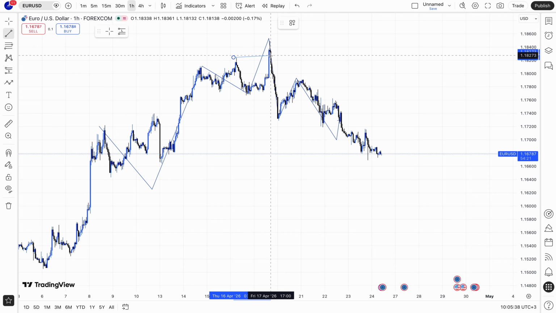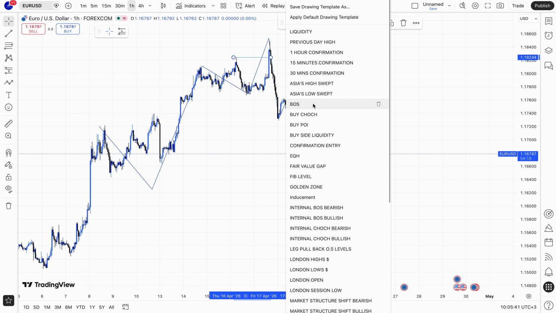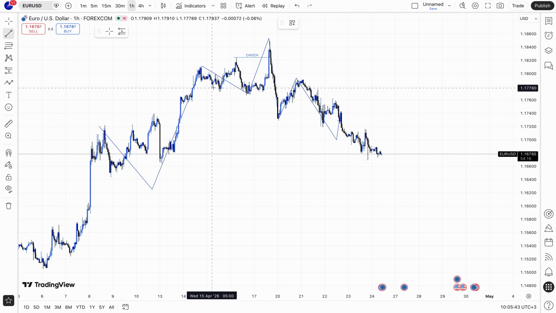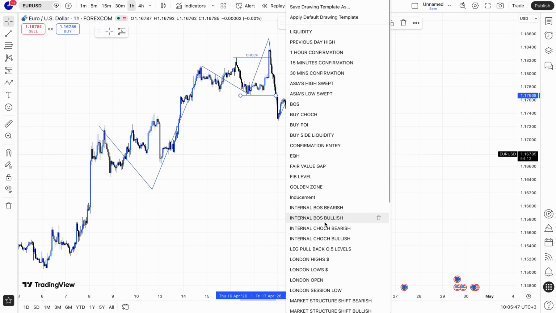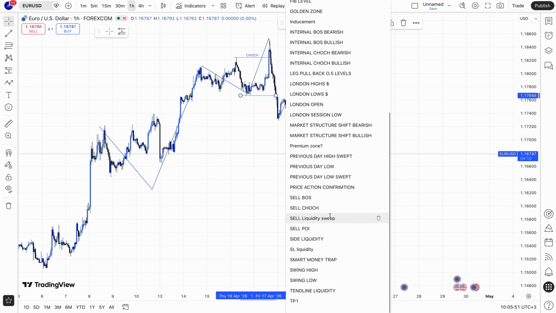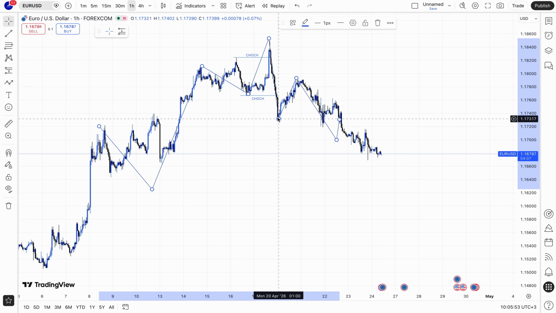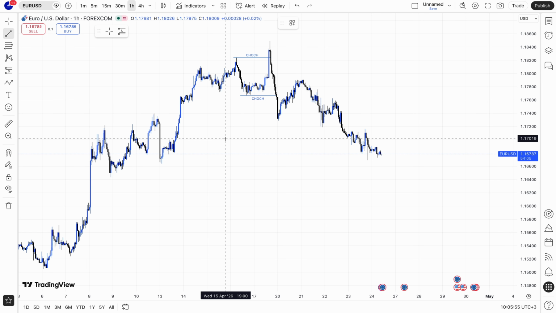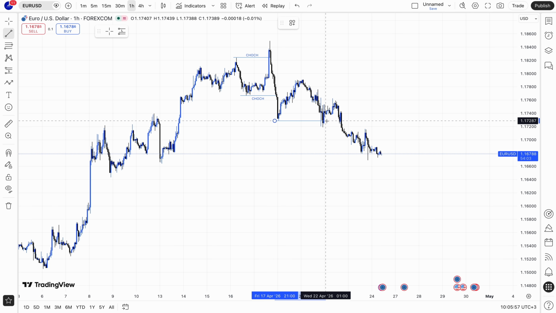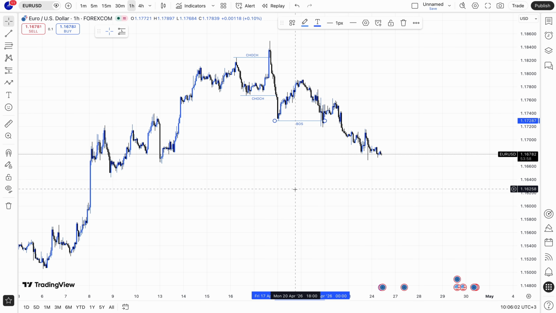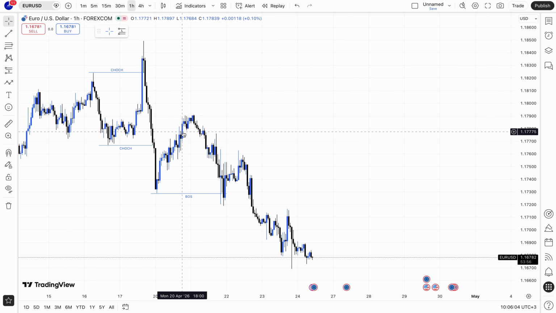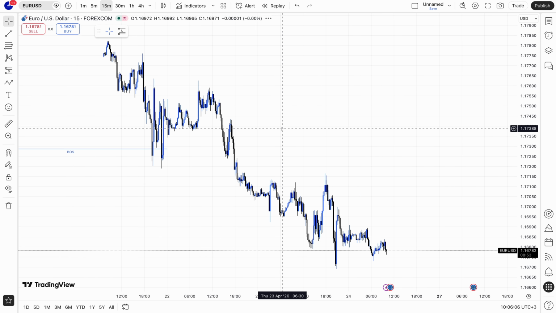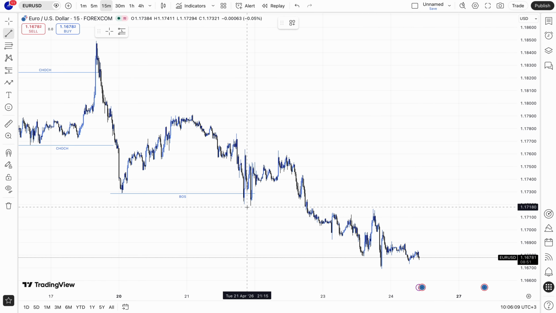This was our last change of character to the upside. And then the price shifted to the downside from here. Then you had a continuation break of structure to the downside from here. Then from here, we have to move to our internal market structure. We had a continuation break of structure to the downside from here.